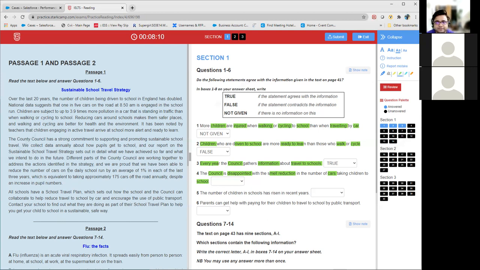That's great. Okay. So it says we are proud that we've been able to reduce the number of cars. So this is about disappointed, but then this is proud. So it's false. Thank you. All right, question number 5. The number of children in schools has risen in recent years. So number of children, schools, and then recent years could be your keywords.